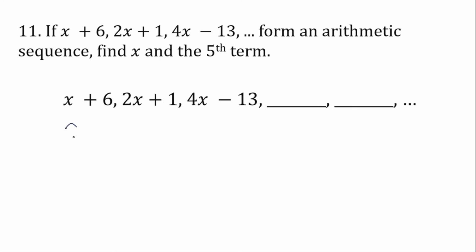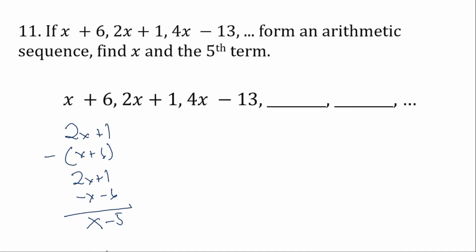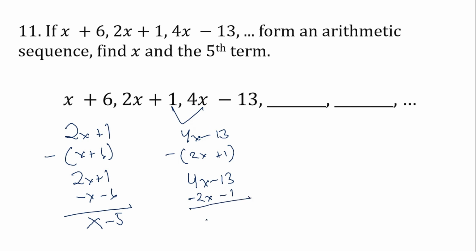So let's do it. 2x plus 1 minus x plus 6. So this will become 2x plus 1. We will change the sign of it. It will become negative x and negative 6. And then if we add it, we have x minus 5. So this is our first difference. Now if we use this, 4x minus 13 minus 2x plus 1, this will become 4x minus 13 minus 2x minus 1. So this will become 2x minus 13 plus negative 1, 14.